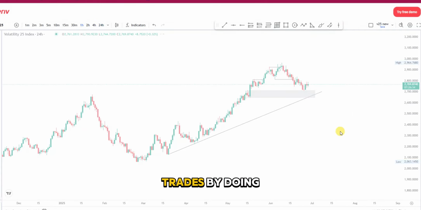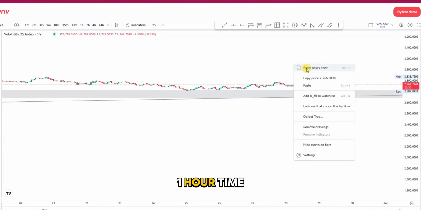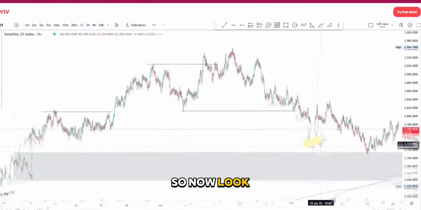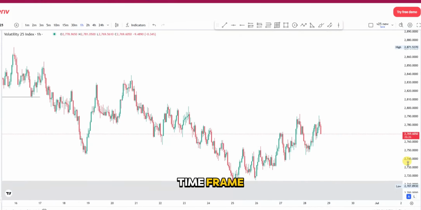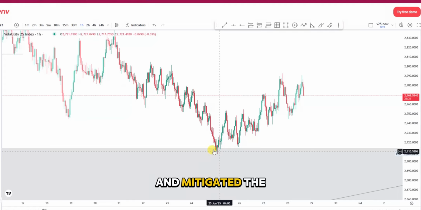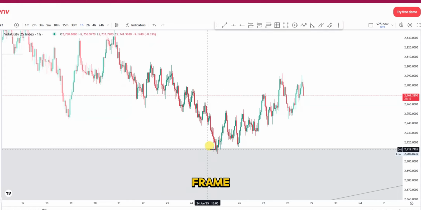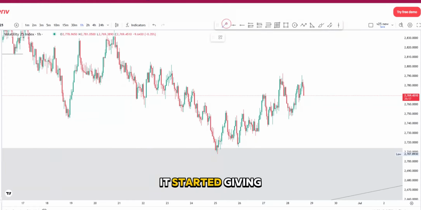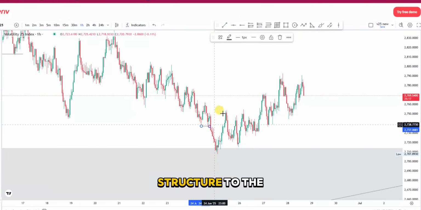Actually, I took this trade by doing analysis on the 1 hour time frame. So good. So now look at something on the 1 hour time frame. On the 1 hour time frame, when price came and mitigated the 1 day time frame demand zone, it started giving us some bullish momentum. Here, this was the last break of structure to the downside.